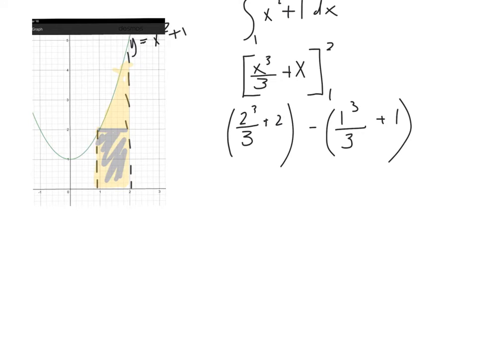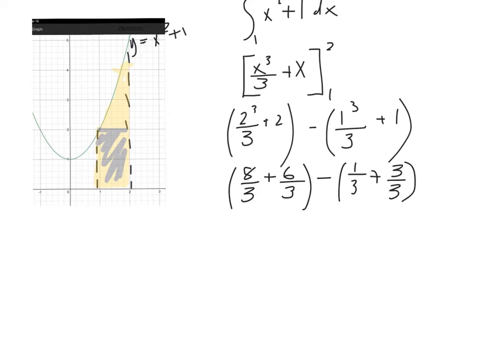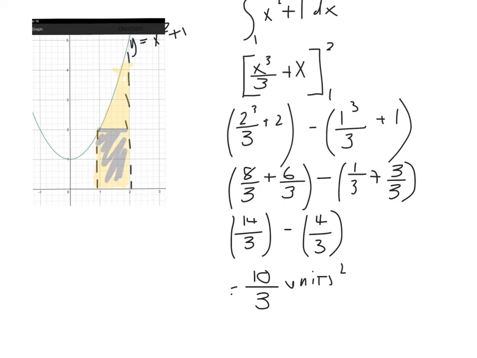So we end up with 2 cubed, that's 8. So I've got 8 over 3, plus 2, which is the same thing as 6 over 3. We know we're going to have to add those eventually, so we're finding those common denominators. And then I've got 1 cubed over 3, well, that's 1/3, plus 1, which is the same thing as 3 over 3. Adding these together, I've got 8 plus 6, 14/3, minus 1 plus 3, 4/3. I end up with 10 over 3 units squared.